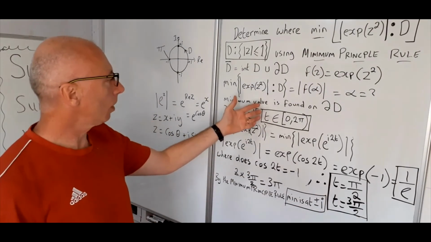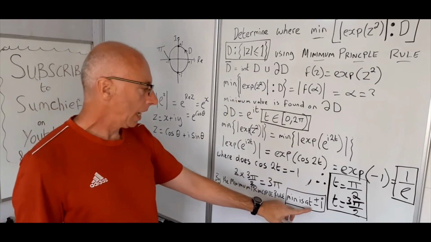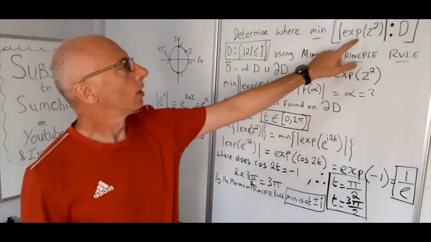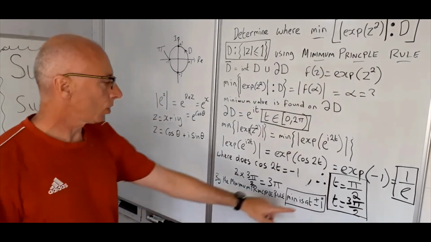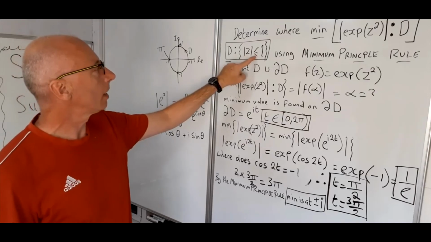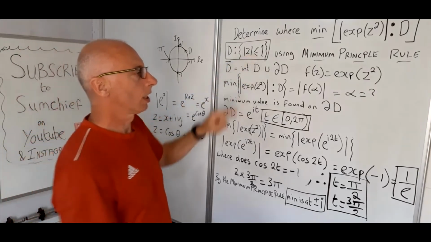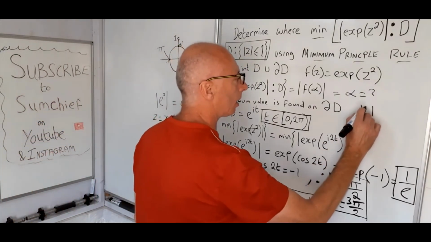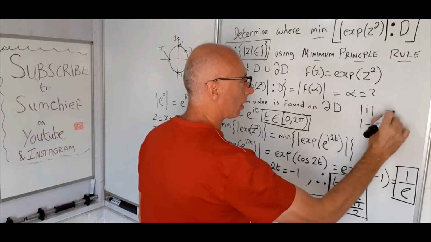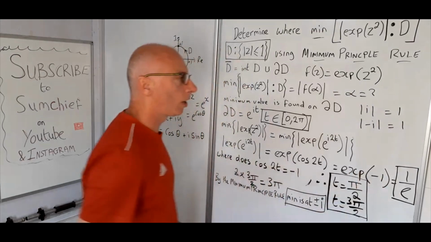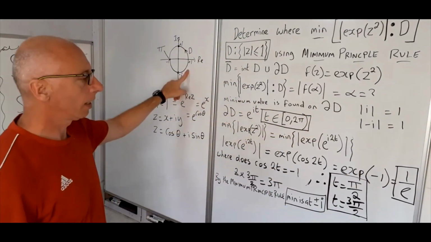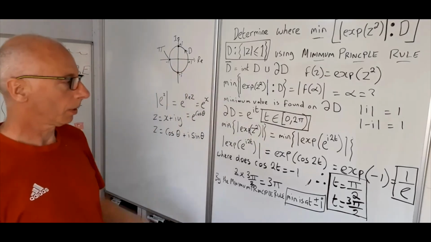Okay, so using the minimum principle rule, we've worked out the value of t when we plugged in our parametrization, and we now know that the minimum is attained at plus or minus i for this function. And plus or minus i, we know, is within the modulus of z less than or equal to 1. If I write that in here, the modulus of i and the modulus of minus i both equal 1, and they are on the border of this set D here. There we go. Thank you very much.